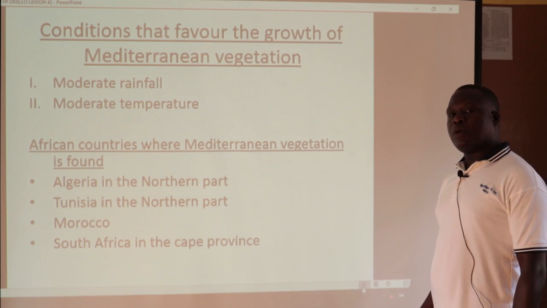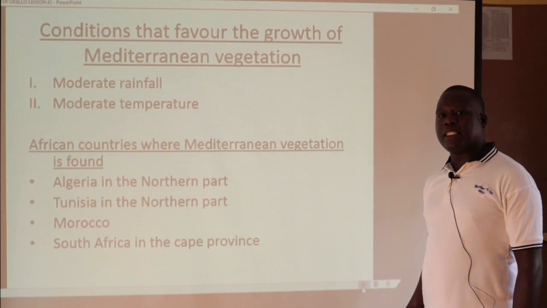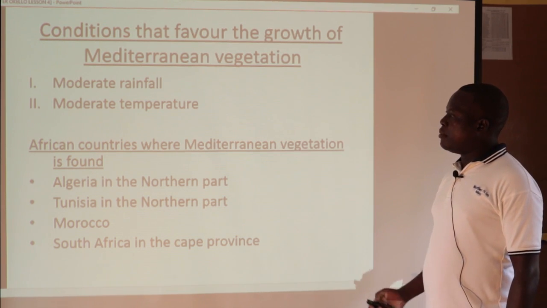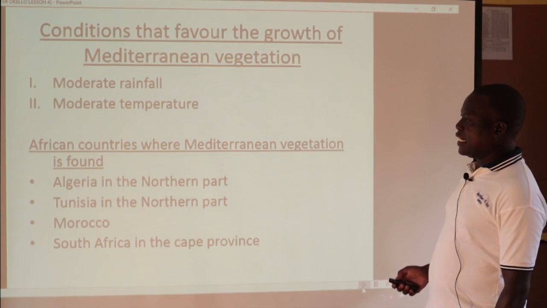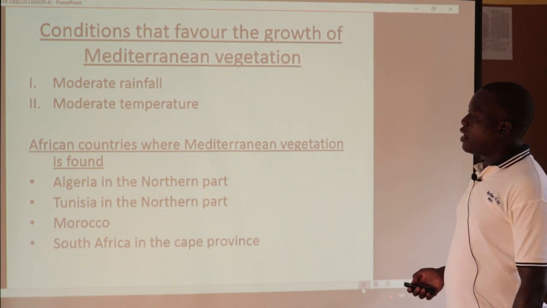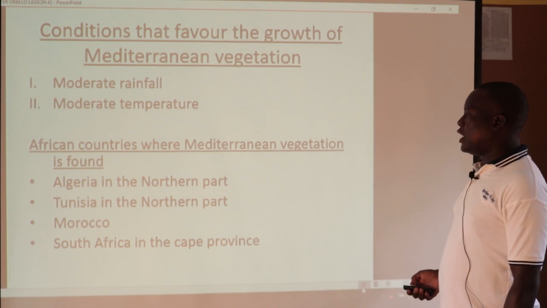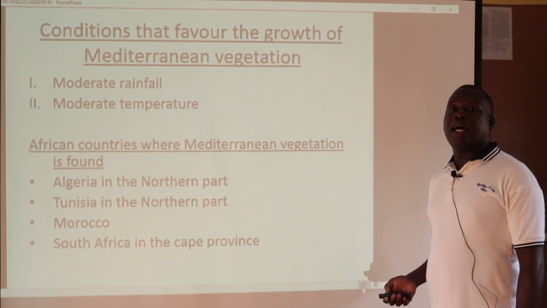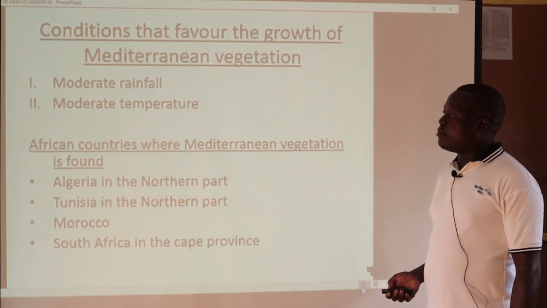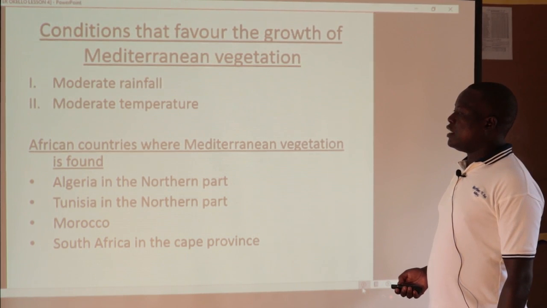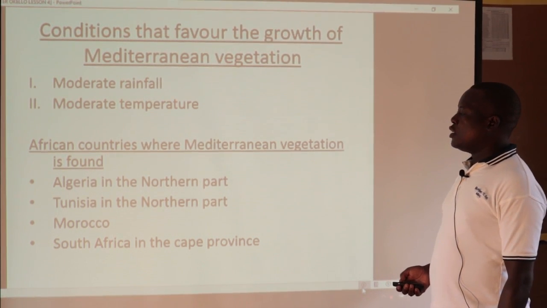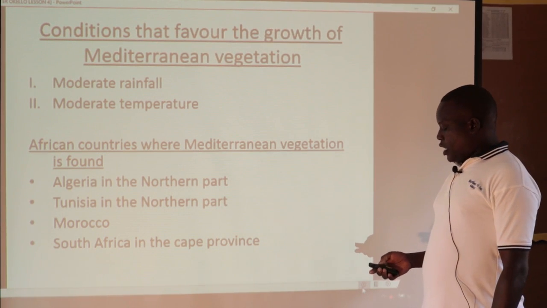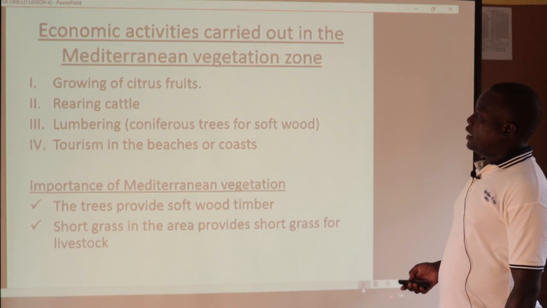And remember, when we're looking at climate, we say climate determines the vegetation that grows in an area. So the Mediterranean lands also develop Mediterranean vegetation. So here we have the northern parts of Algeria, might not be the whole, as you know, Algeria is one of the countries that are found in the desert, but on the northern part. We also have Tunisia in the northern part, Morocco, South Africa in the Cape regions. Those are the countries where you can find the Mediterranean.